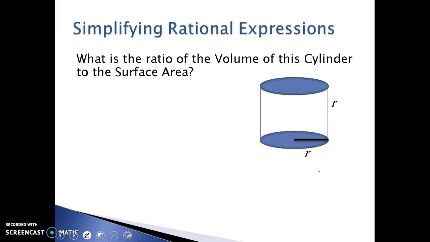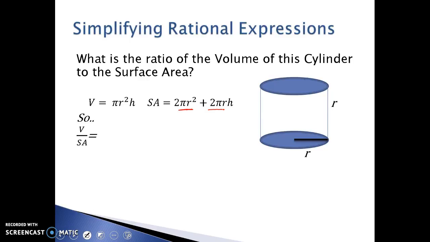What is the ratio of the volume of the cylinder to the surface area of the cylinder? Well, let's start with some formulas. The volume of a cylinder is the area of the base, which is pi r squared, times the height. Well, in this case, the height is r. The surface area is 2 pi r squared. So we have the area of the two bases, and then we have the circumference of the base times the height. That gives us the lateral area.